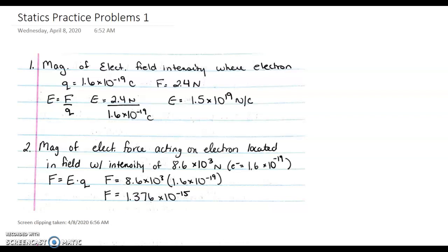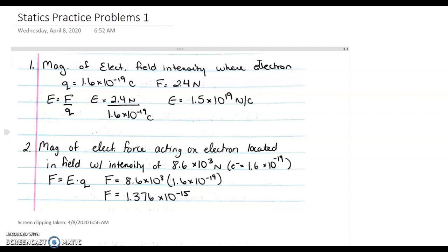Practice problem number 1. What is the magnitude of the electric field intensity at a point in the field where an electron experiences a 2.4 newton force, and electrons have a charge of negative 1.6 times 10 to the negative 19th coulombs? Okay, so electrons and protons both have the same size charge, 1.6 times 10 to the negative 19th. It just depends on whether it's an electron or a proton, whether they're negative or positive. It's called an elementary charge.